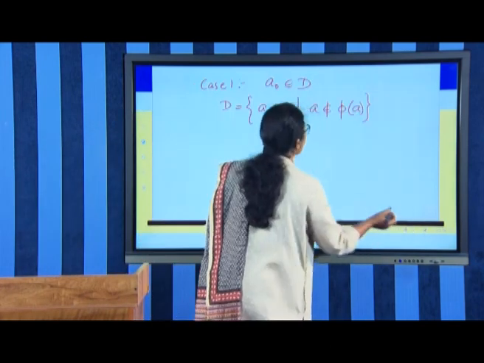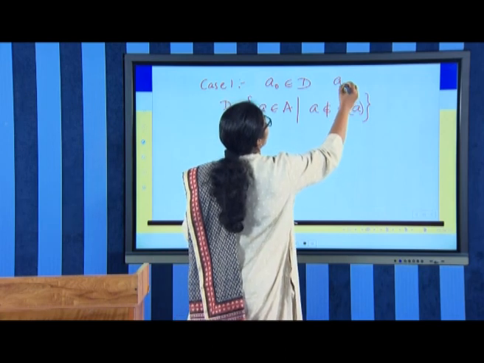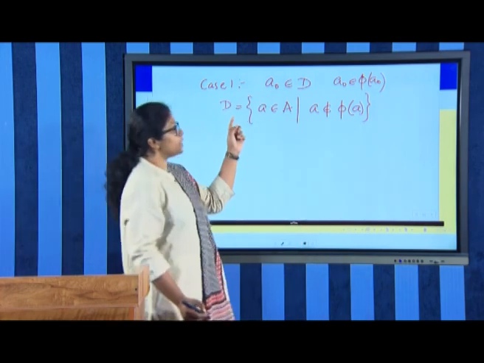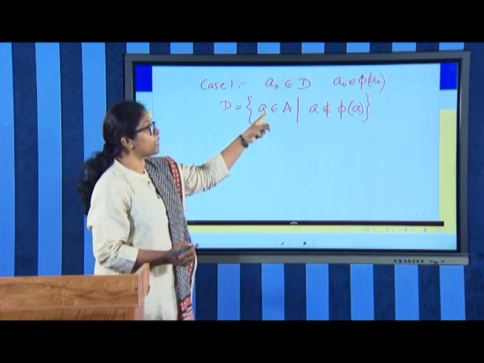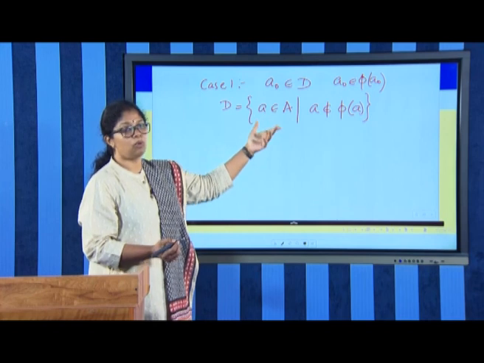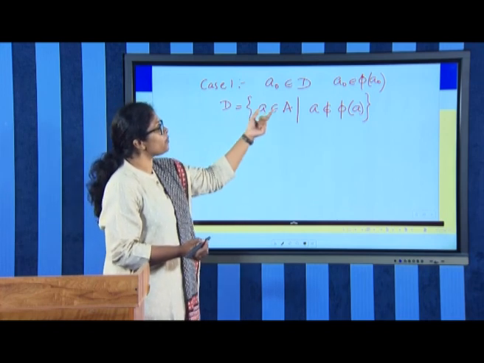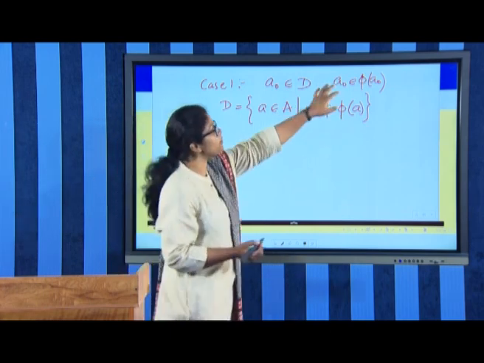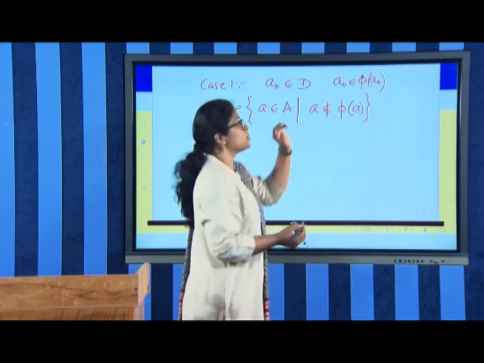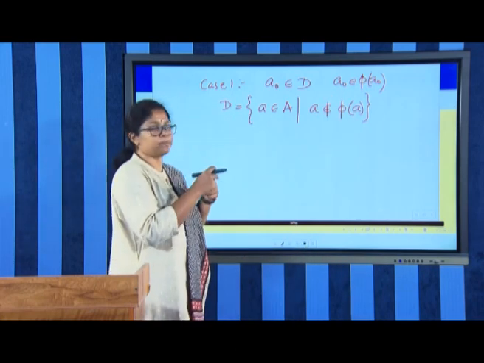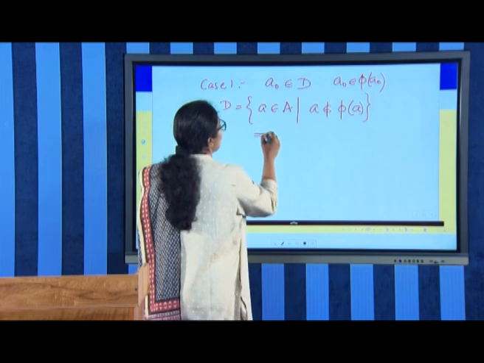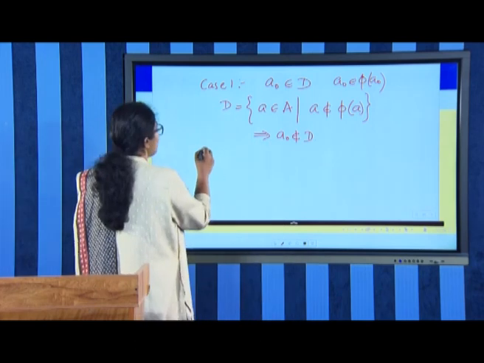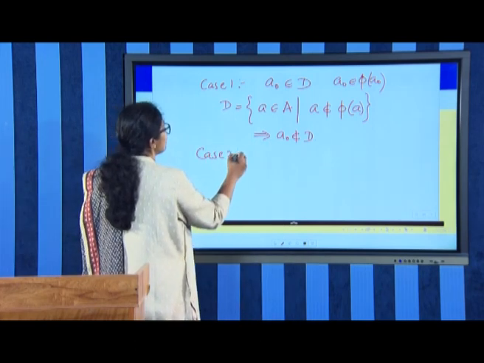Therefore, what we have is a naught belongs to phi of a naught, but by the definition of D, can a naught be an element of D then? No, because D consists of all the elements of A for which a is not belonging to phi of a, but we have here a naught belongs to phi of a naught. So, that means we arrive at a contradiction. So, this implies a naught does not belong to D. Okay. Now, case 2 is exactly the same.